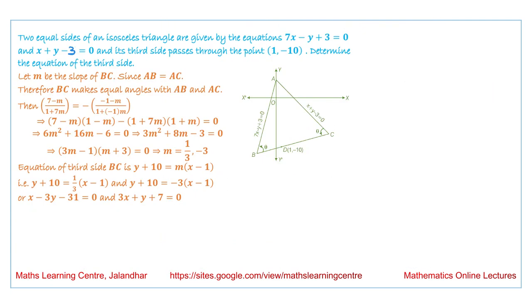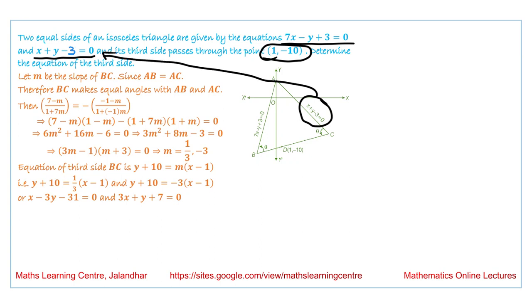Now next we have: two sides of an isosceles triangle are given by the equations, this is one equation and the second is x plus y minus 3 is equal to 0, and it is given that the third side passes through the point 1 comma minus 10. So these are the two equations: one is x plus y is equal to 3 and the second is 7x minus y plus 3 is equal to 0, and this third side is passing through the point 1 comma minus 10.